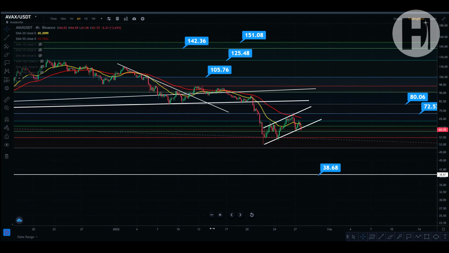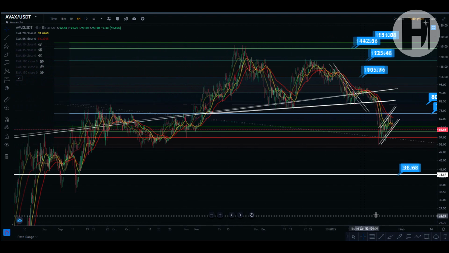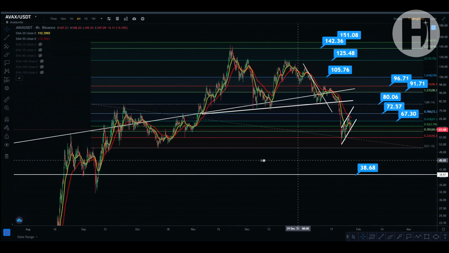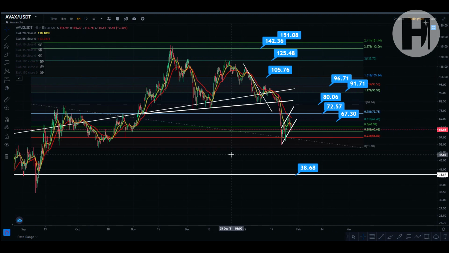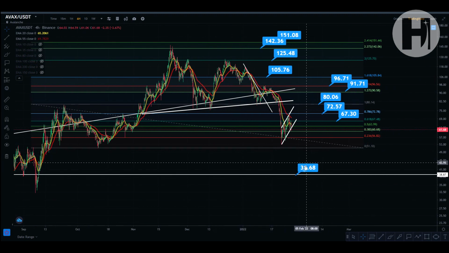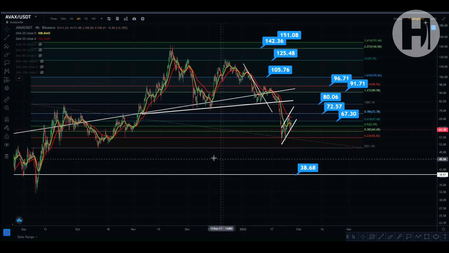And that is a good thing for any of you who want to get into Avax for the long term, who want to stack their bags. Have some buy orders here at $40 ready and set to go.